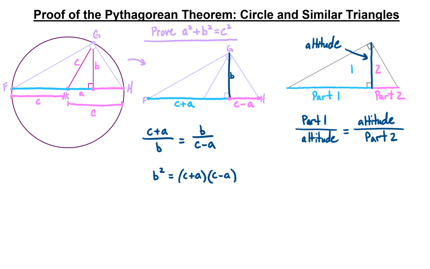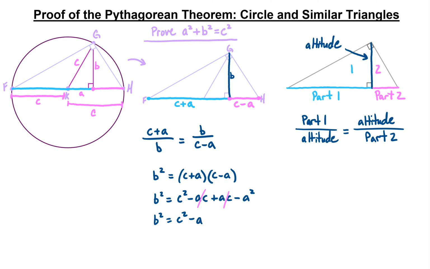And c plus a times c minus a, this is multiplying conjugates. What we are going to get is c squared minus ac plus ac minus a squared after we FOIL that out. Since we are multiplying conjugates, we should expect those two middle terms to cancel off, which they do. And we end up with b squared equals c squared minus a squared.